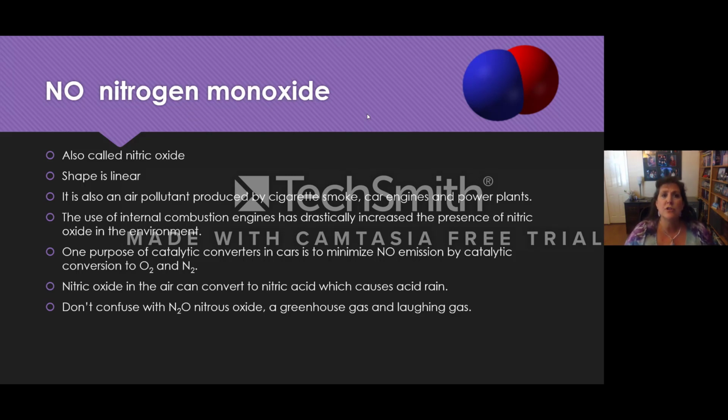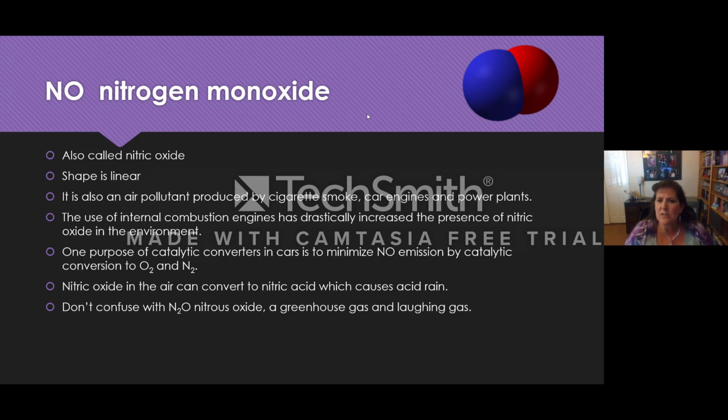NO, nitrogen monoxide. Remember the name, NO, nitrogen monoxide. It's also called nitric oxide, but we're going to call it nitrogen monoxide. I think that's easiest to remember. The shape is linear. Look at the little picture. It's just 2 atoms. You connect 2 atoms by a straight line. Linear.